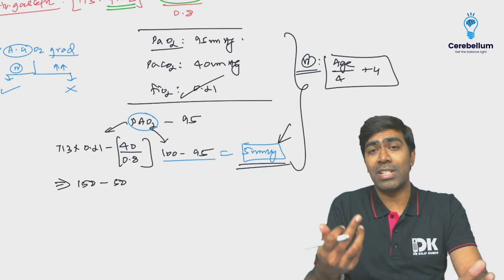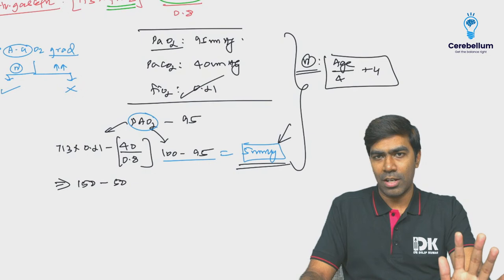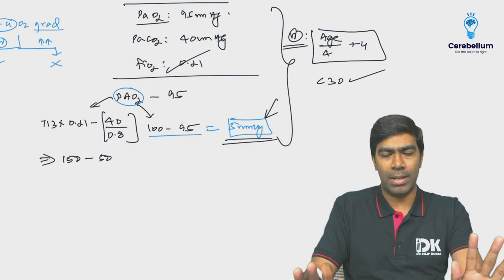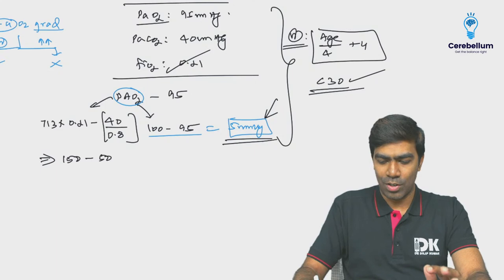So it depends on age and depends on FiO2 also. It depends on so many things. You cannot straight away say this is the normal A-a gradient. So age divided by 4 plus 4 is the normal A-a gradient. But in exam, if you want to be a little liberal, anything less than 30 you can consider okay. So ideally it should be age by 4 plus 4. That's the formula for normal A-a gradient. But anywhere, if it's less than 30, it's fine. That's going to be more than enough. Okay, so that's what you need to know. So anything less than 30.